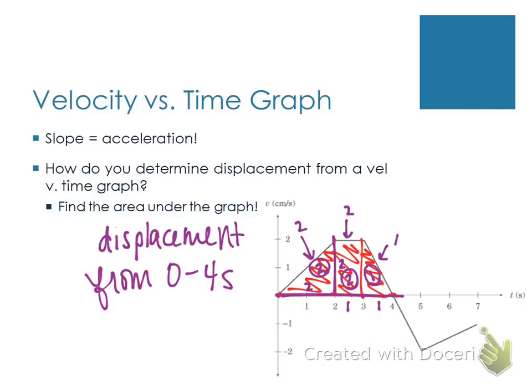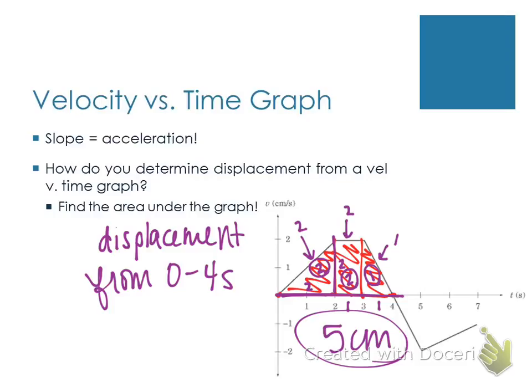So to find this triangle, this side right here was 2 seconds times 2 meters, which is 4, divided by 2. So this triangle gives us a distance of 2 centimeters, because this is measured in centimeters per second. This rectangle is 1 across by 2, so this rectangle is 2 centimeters, and this is 1 by 2, which divided by 2 is 1. Okay, so total during that 0 to 4 seconds, we've traveled a total of 5 centimeters.